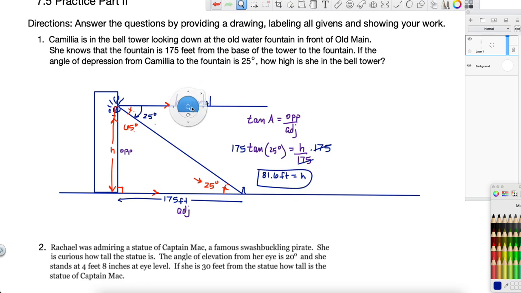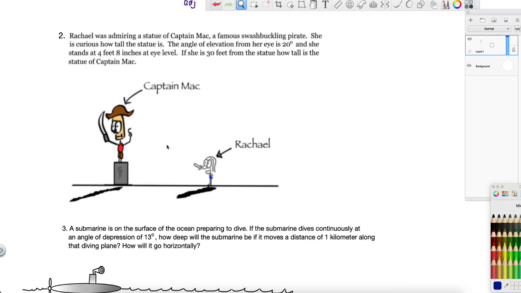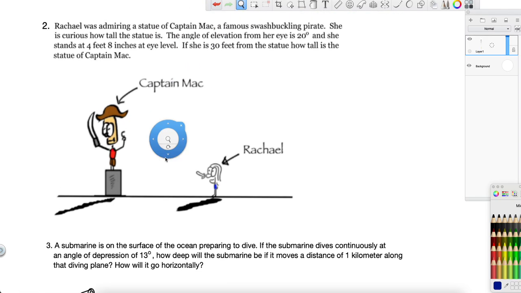Okay. All right, another one. Rachel was admiring the statue of Captain Mack, a famous swashbuckling pirate. She's curious how tall the statue is. The angle of elevation from her eye is 20 degrees.